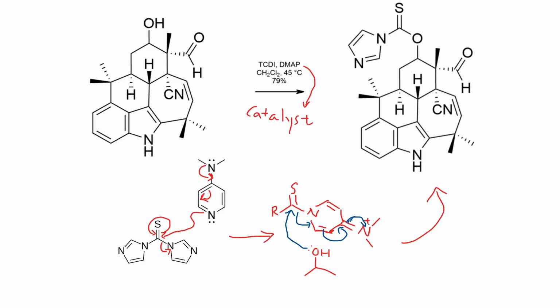So at the last step, this DMAP actually regains its aromaticity by some cute steps, knocking off and leaving. So essentially it acts as a good leaving group and also a good nucleophile, just like iodine. If you know the Finkelstein reaction, you put in iodine, which is a really good nucleophile, and it's also a really good leaving group.